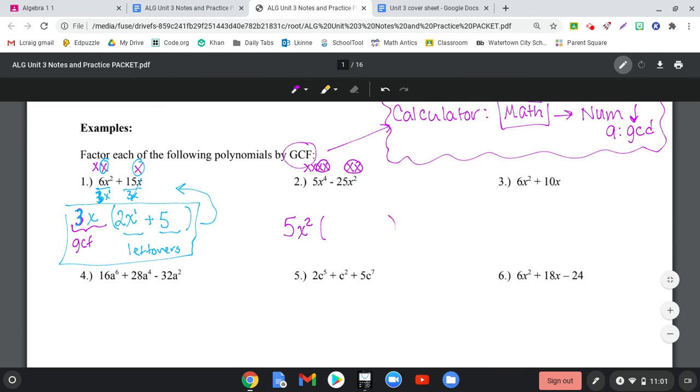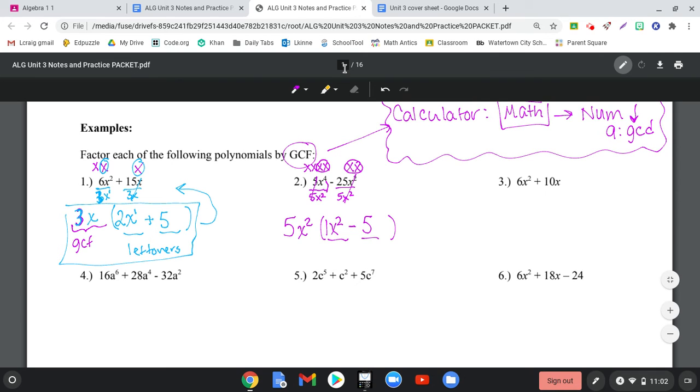Now we need to figure out what I'd multiply this by to get my 2 terms. All right, and again, it might be helpful to just divide both terms by 5x squared. All right, so 5 divided by 5 is 1. It's gone. And when we divide, we subtract exponents, so it's 1x squared, or just x squared. 25 divided by 5 is 5, and the x squareds cancel. There's none left.